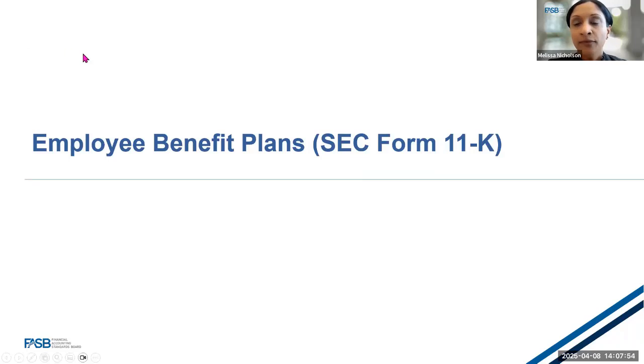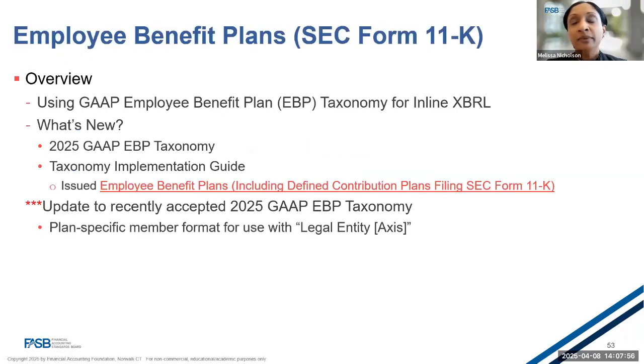So next, I will take you through our next topic, employee benefit plans, and those specifically filing SEC Form 11-K. So for this section, I will provide some reminders about using the GAAP EBP taxonomy for inline XBRL, as well as provide some of the updates for the 2025 GAAP EBP taxonomy and some of the resources that are available in addition to the taxonomy implementation guide, which we recently issued.